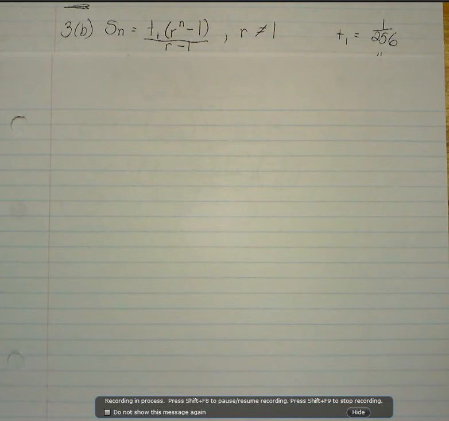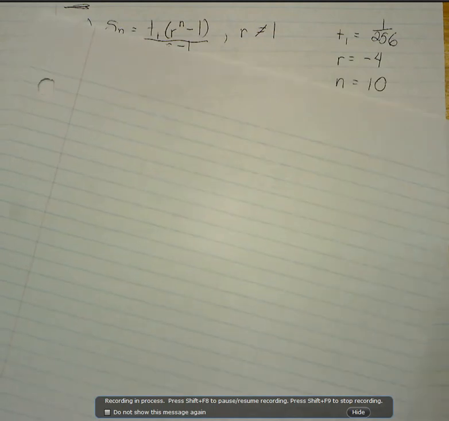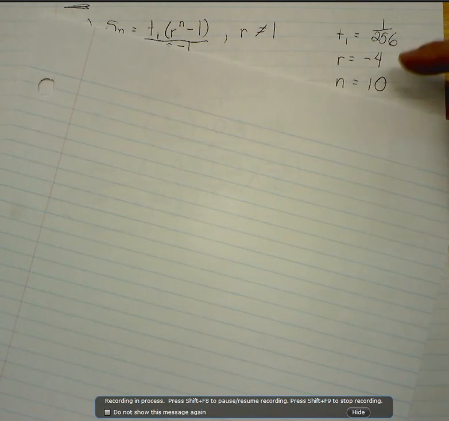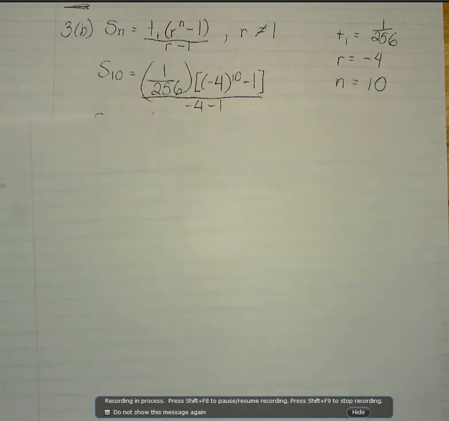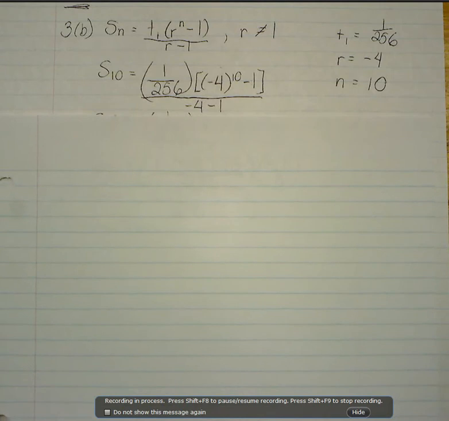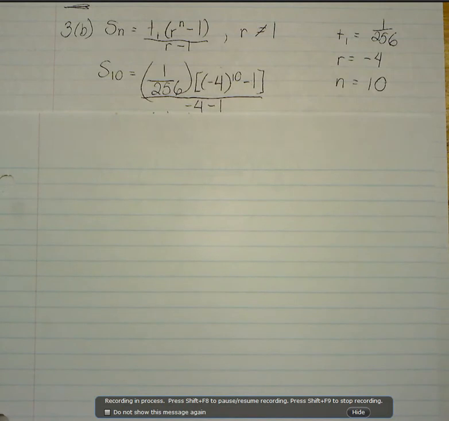We have our numbers given to us in the question. We have t of 1 is equal to 1 over 256. We've got r equaling -4 and n equaling 10. So we are going to plug that into our formula. We have 1 over 256, square bracket, bracket -4, bracket to the power of 10, minus 1.